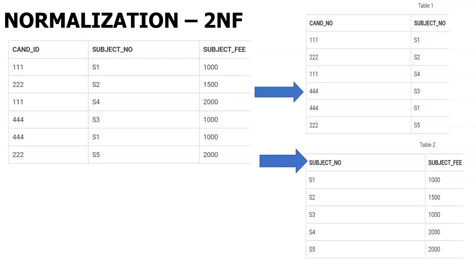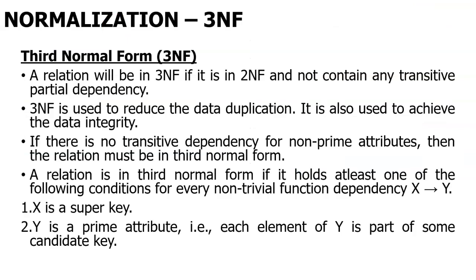This should not happen. To avoid this, I am going to split this table. Candidate ID and subject number will be separated from subject fee. Likewise, you have to check for the 2NF, no partial dependency.